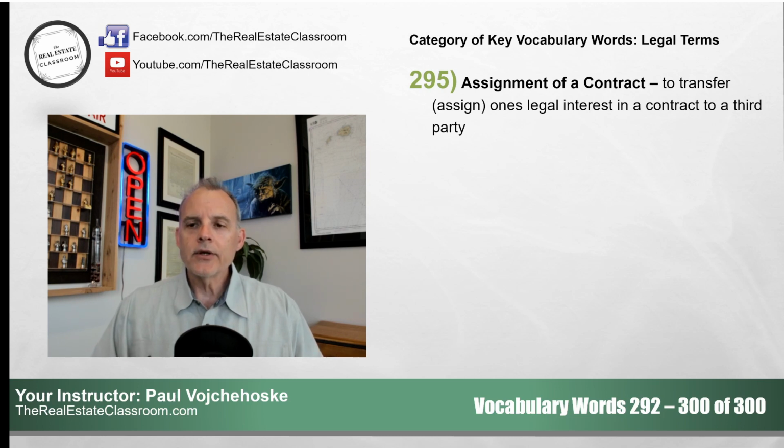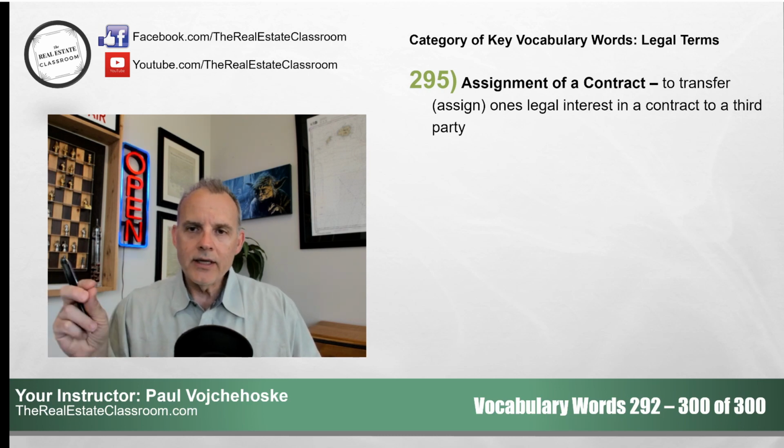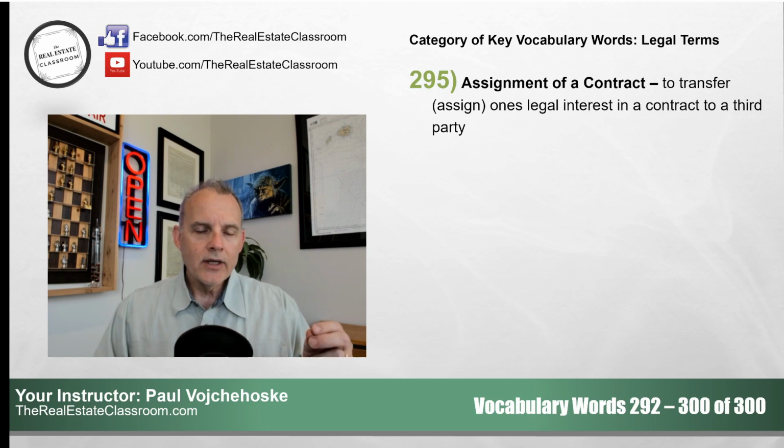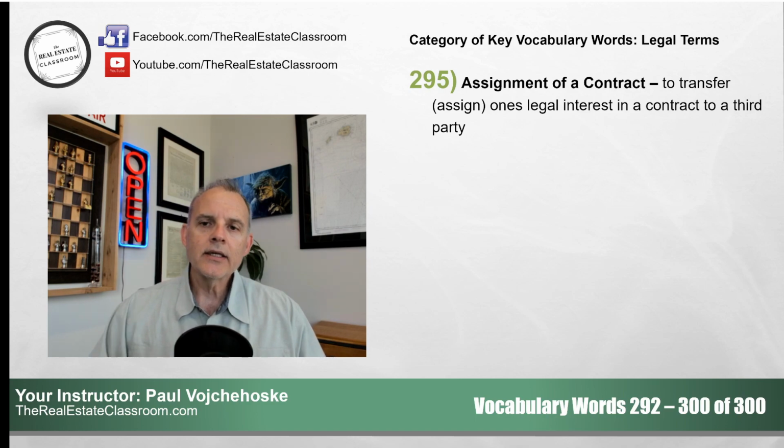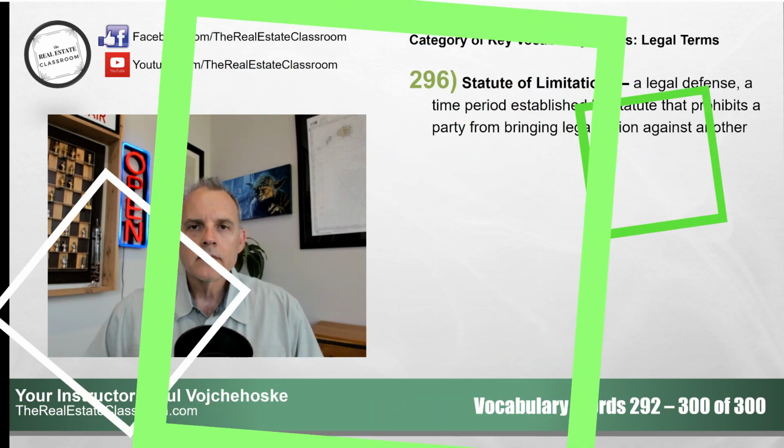contract. But there is a second document called an assignment of contract that actually transfers the legal interest from the buyer, in this case, to the buyer's neighbor, from the assignor to the assignee. That's an assignment of contract.